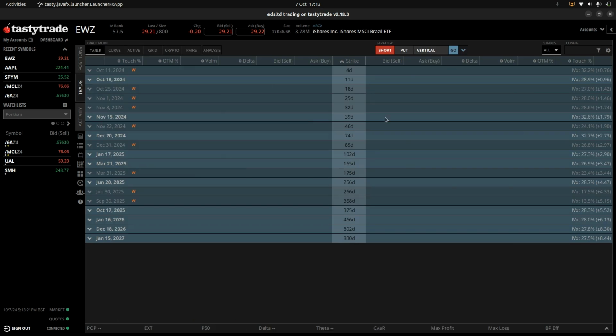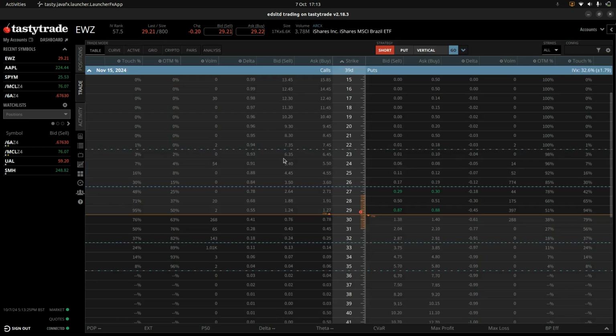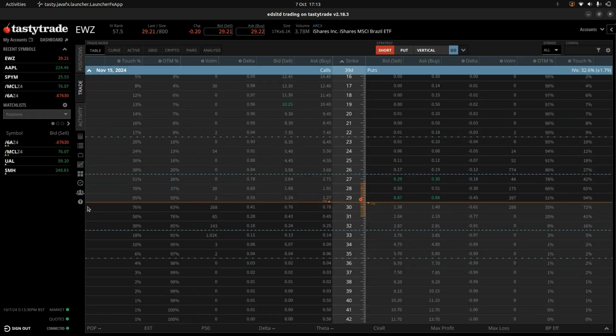We go over to the trade tab, and we know, of course, we're going to be 39 days out in time, November 15th. And this is now the options chain. This orange horizontal bar shows you where the price of EWZ currently is with respect to the remaining strikes. And this vertical orange bar shows you the expected move of EWZ over the next 39 days.